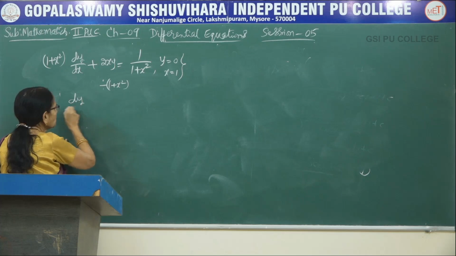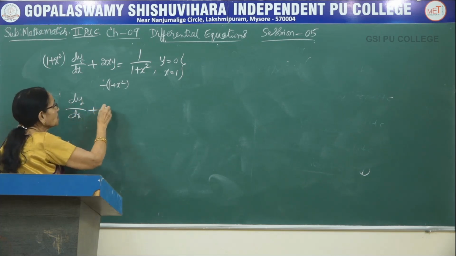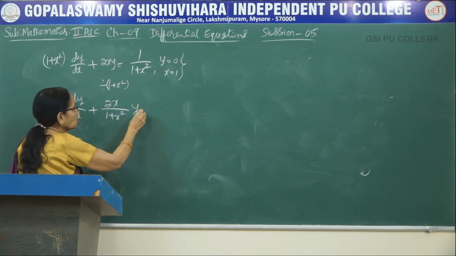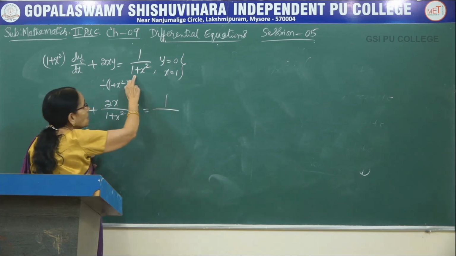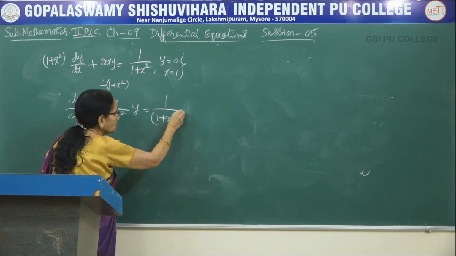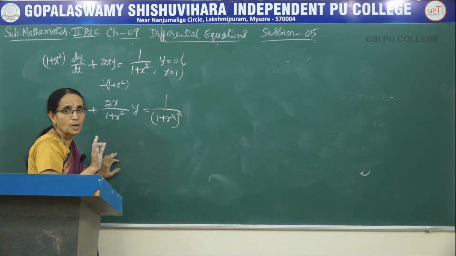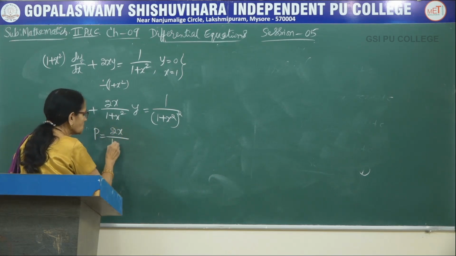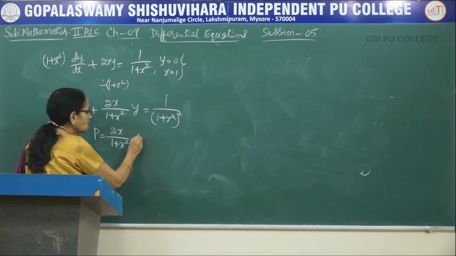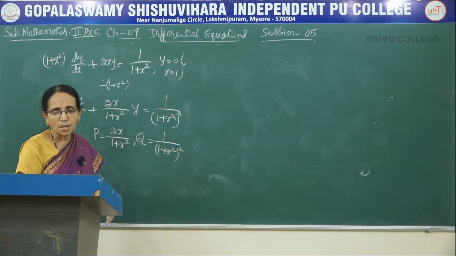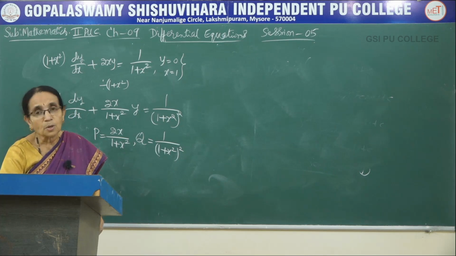So, the left hand side first term is dy by dx plus 2x divided by 1 plus x square into y, that is equal to 1 by 1 plus x square, which becomes the square of that. Now, you can identify what is p and what is q. P here is 2x divided by 1 plus x square, and q is 1 divided by 1 plus x square, the whole square. So, we got the values of both p and q.